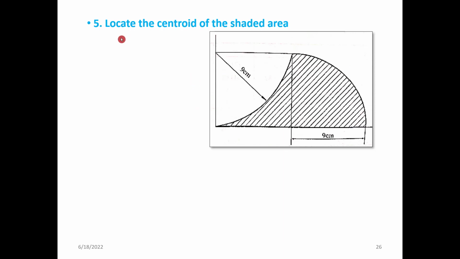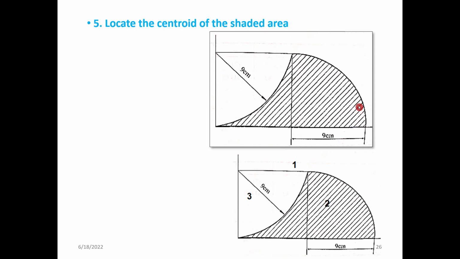Now we have two more problems. Locate the centroid of the shaded area. So actually we have to find the centroid of this shaded area. You can see that this is a combination of a rectangle and an arc, all in this geometrical figure. The total radius of this arc is given as 9 centimeter, and this is 9 centimeter. Let's see how we can do this.